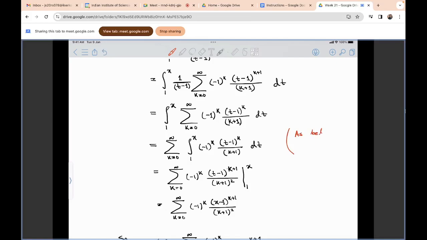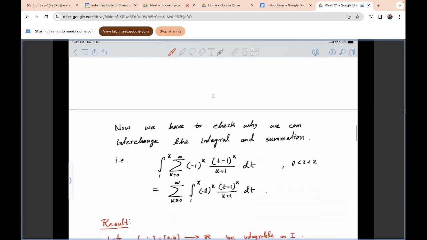as below, we have shown that here we can interchange the integral and summation. Okay.